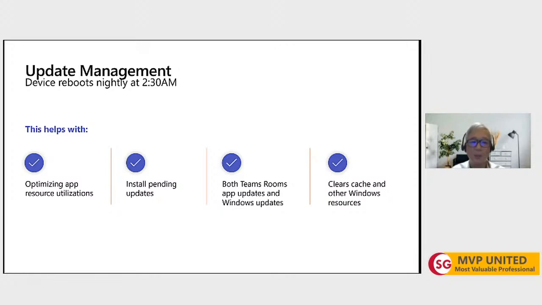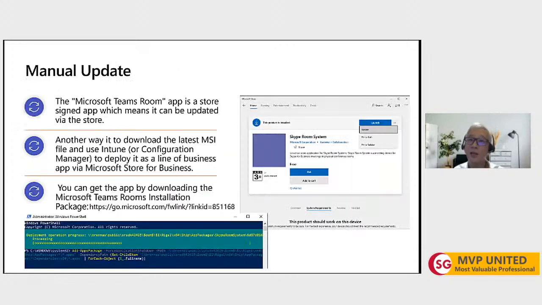This helps in optimizing the resources and installing all the pending updates, and both updates for Windows and the Teams Room application are applied. So do take note of this. You don't want to power down your machine at the end of the day, because then you will never get the updates, because 2 a.m. is the time when it starts to look for updates.